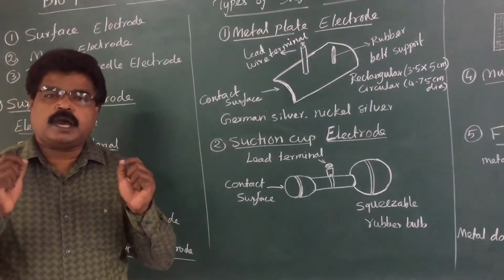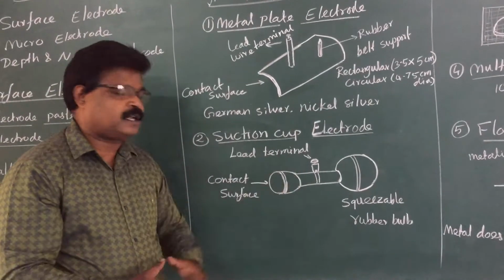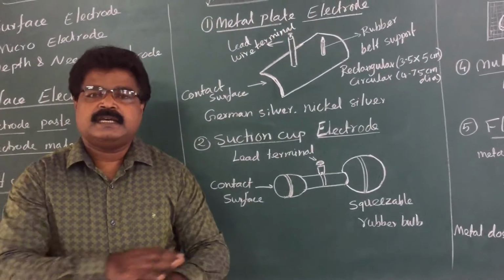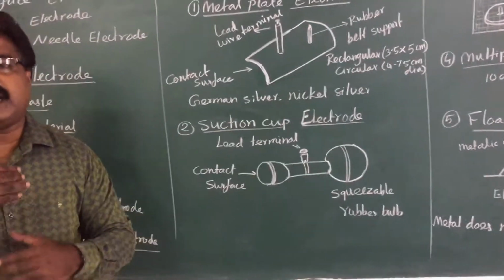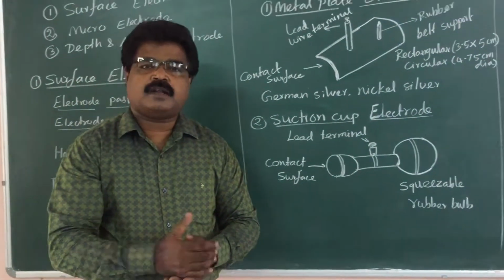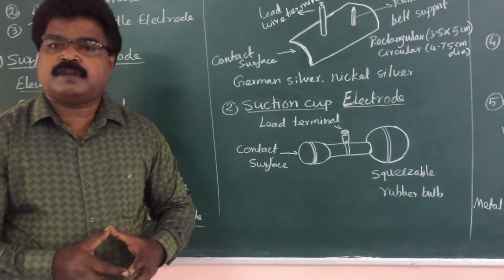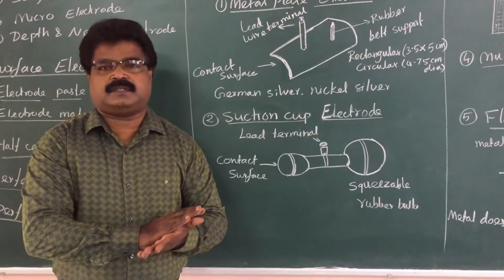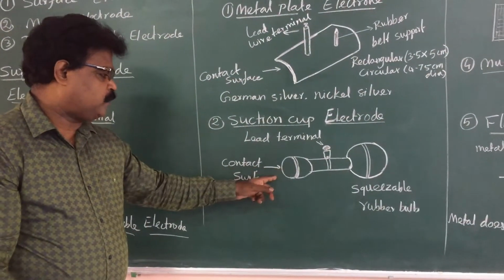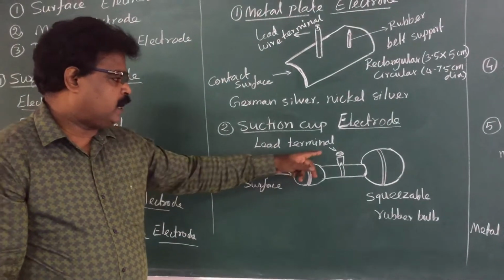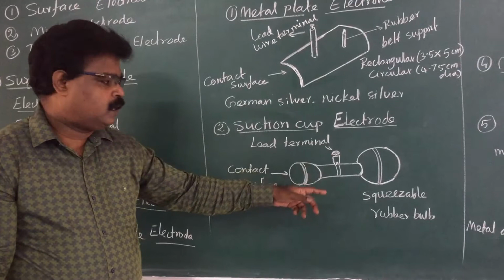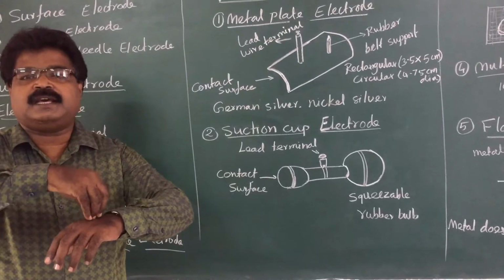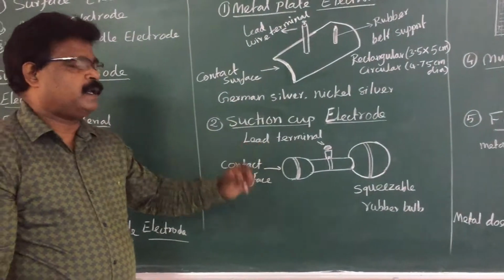Second one is the suction cup electrode. This is a diagram of the suction cup electrode. Suction cup electrodes are placed where the surface is flat. When it is a curved structure or curved shape, suction cup electrodes will not be used. The flat surface where the underlying tissues are very soft. This one is the contact surface that will contact with the body. Here we are taking the potential through this lead terminal, and this is a rubber bulb. You have to squeeze the rubber bulb and place it over the skin. So this is the suction cup electrode.